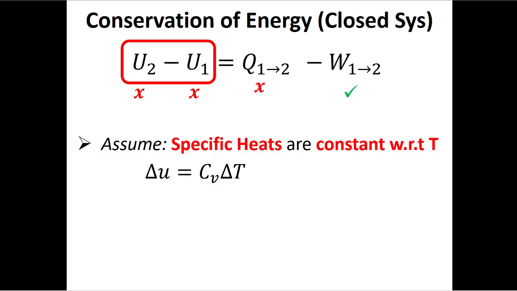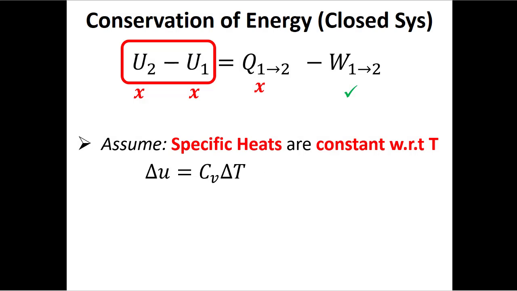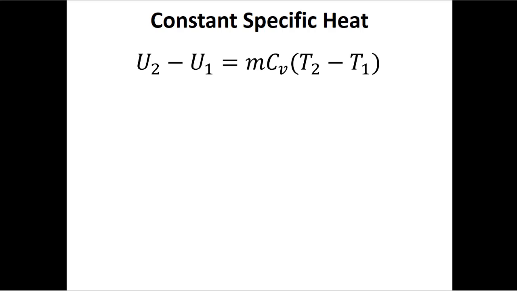So first, it's going to ask me to assume constant specific heats. Now, whenever a problem says use constant specific heats, it means use Cv times delta T is equal to delta U. So we'll do that here. So now my delta big U becomes mass times Cv times delta T. I do know the mass. I don't know T2. I don't know T1. I do know Cv.